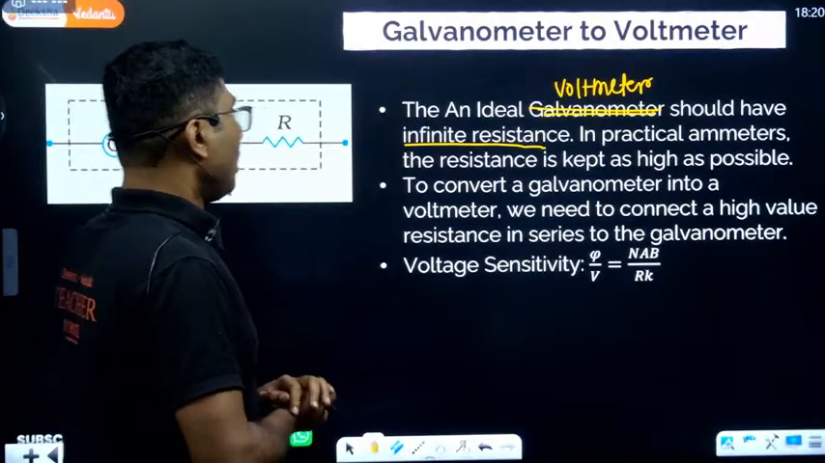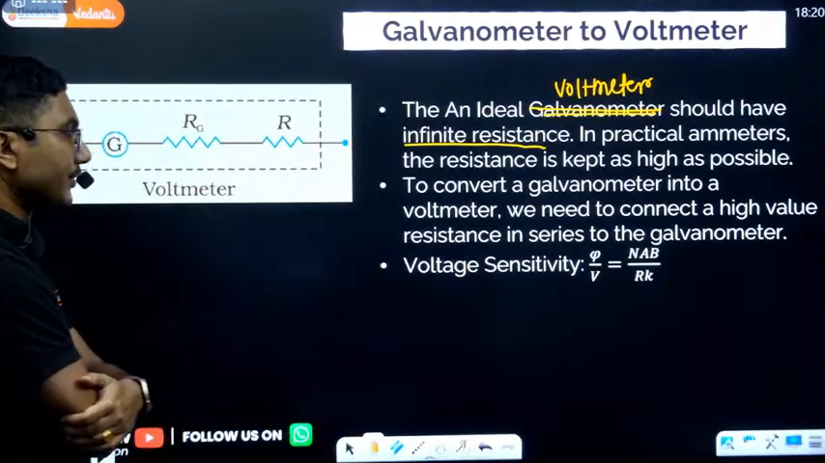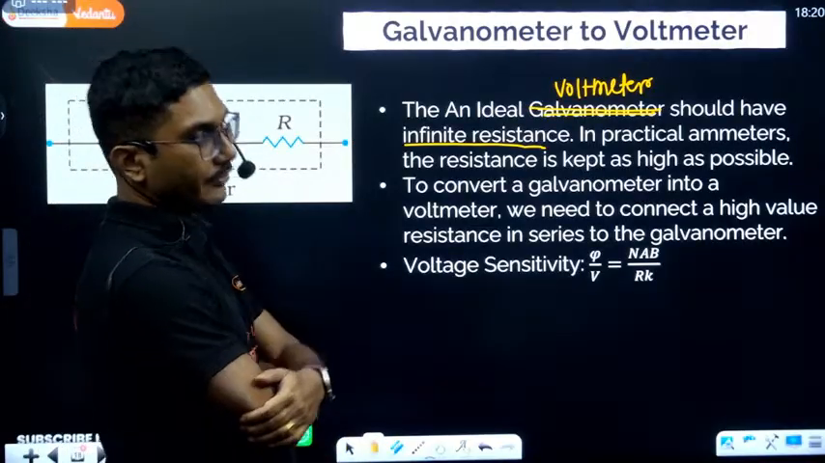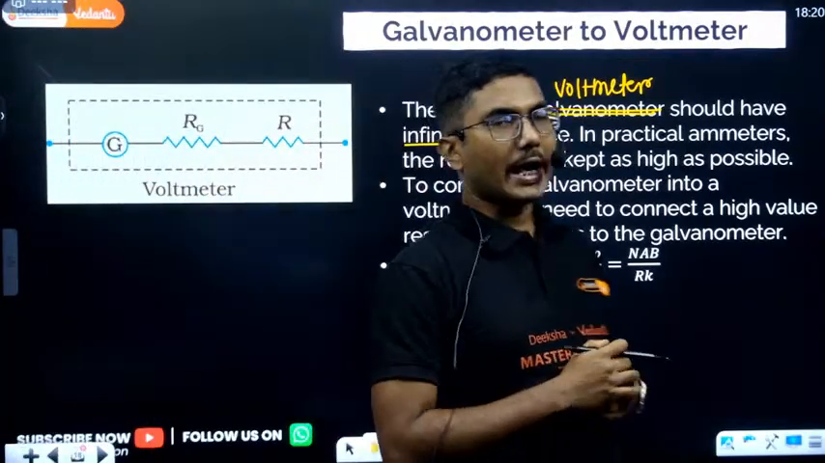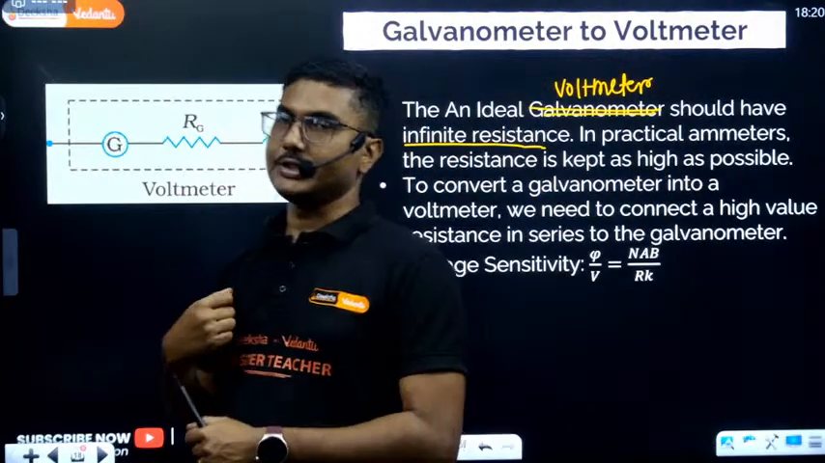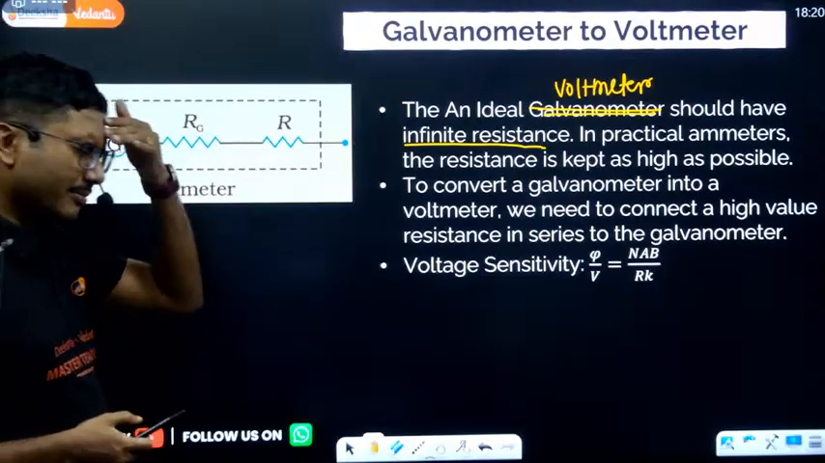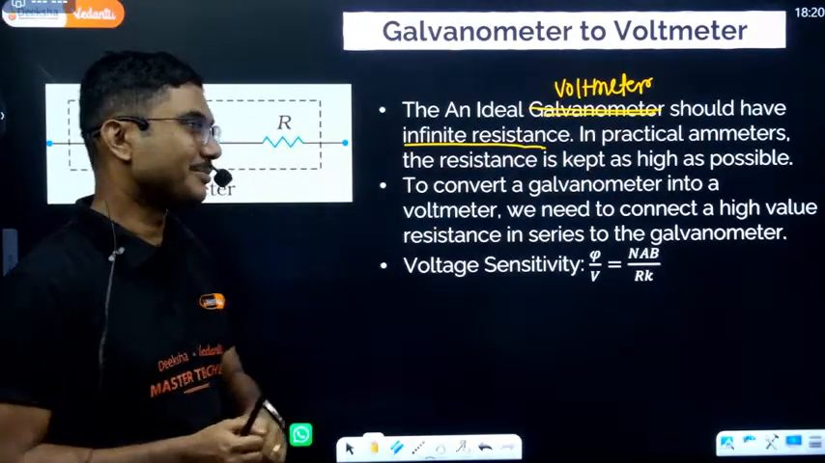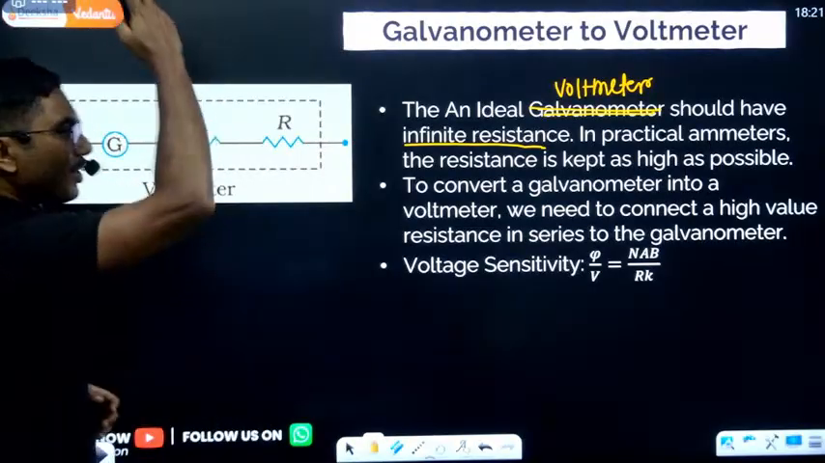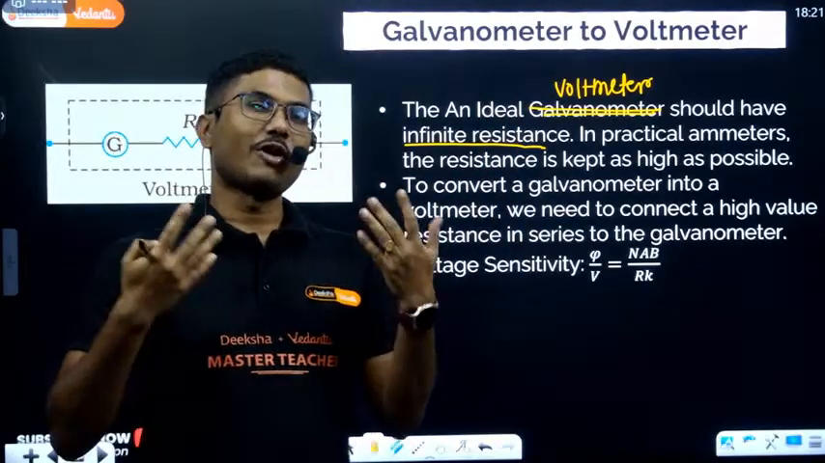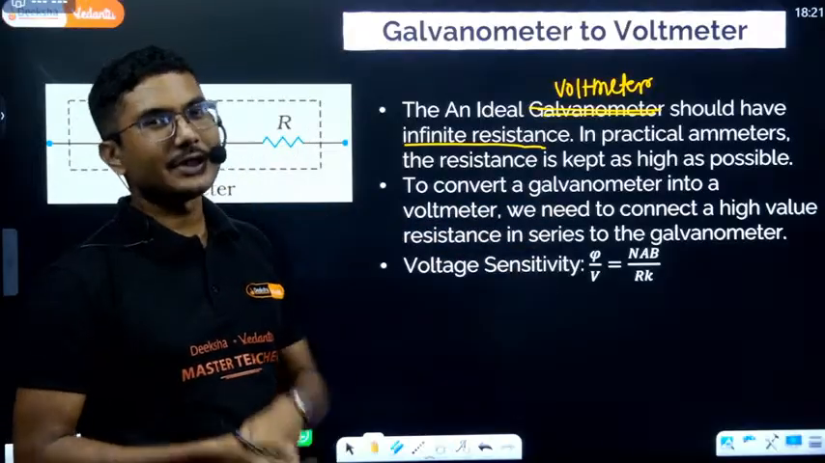Right now, to convert a galvanometer into a voltmeter, we need to connect a high value resistance in series with the galvanometer. But as I mentioned, an ideal galvanometer should have a very high resistance. My mistake, an ideal galvanometer should have an infinite resistance, but infinite resistance practically is not possible. Practically, infinite resistance means you have to cut the galvanometer, then no current will pass through it and you will not be able to measure anything. So what we can do is keep the resistance of the galvanometer very high.